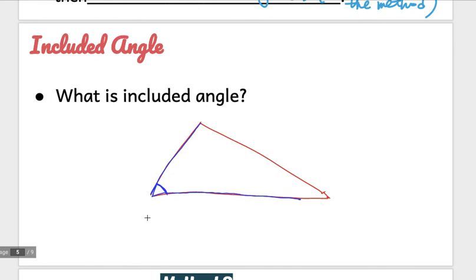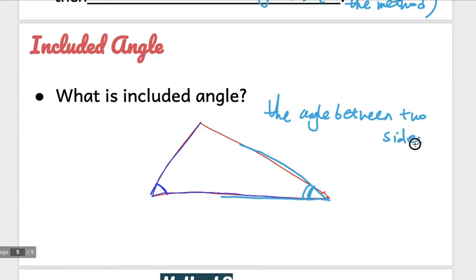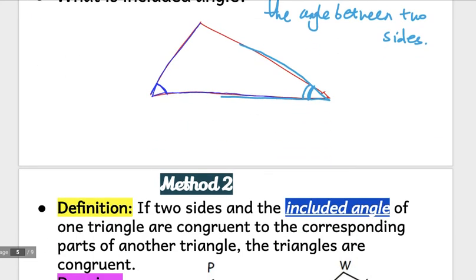So the included angle is not one specific position. It depends on which two sides we're talking about. For example, I'm talking about these two sides. What is the included angle for these two sides? You probably figured out the answer. It's in the corner here, right? That's the included angle, the angle between two sides. But you have to understand this is in a triangle. If you just give me an angle by itself, that's not what we're saying here. So let's check the next one.